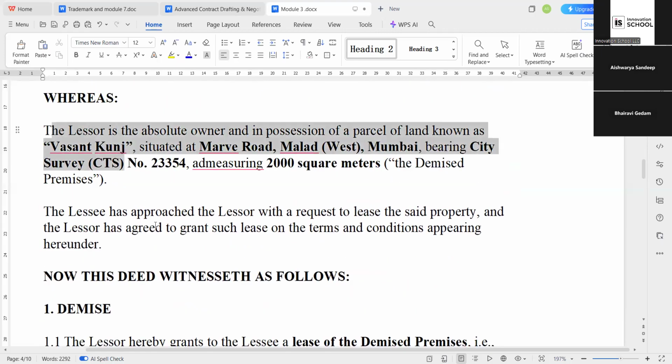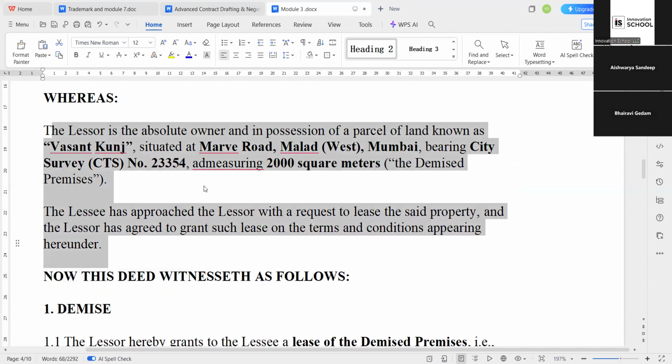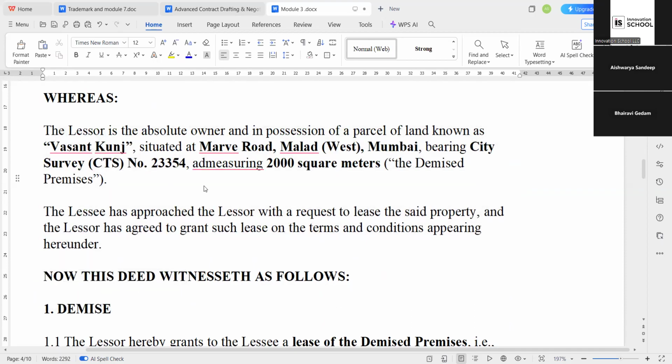This is the recital. Again, in a lease deed, your recital need not be in much detail. So basically, the whole purpose of having a recital clause is that you will mention the purpose of having an agreement. Why exactly have you entered into an agreement? What is the purpose of your agreement?